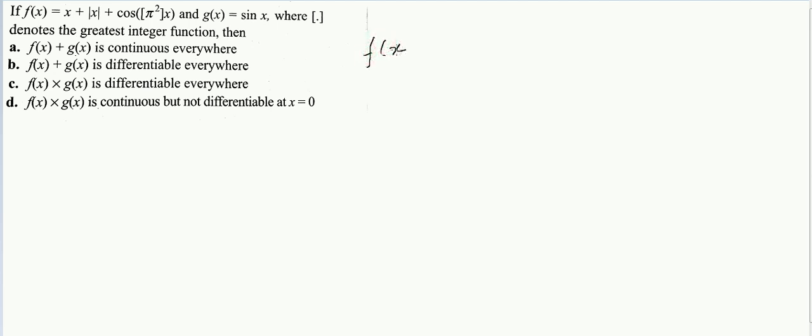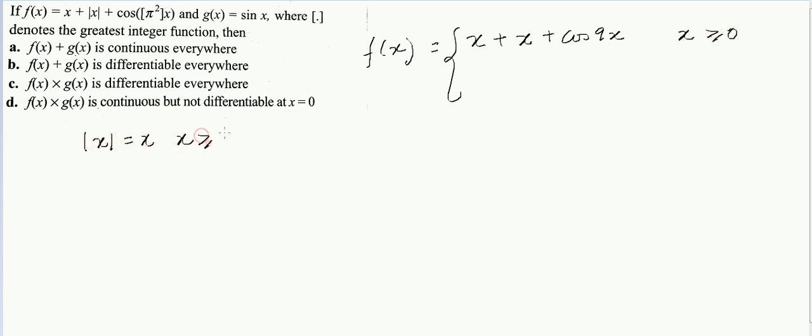So f of x can be redefined as x plus mod x plus cos 9x when x is greater than equal to 0. Now, as we know that mod x will behave as x when x is greater than equal to 0, I've just replaced this mod x with x, and the greatest integer of pi square, that will be 9. So hence this becomes cos 9x.